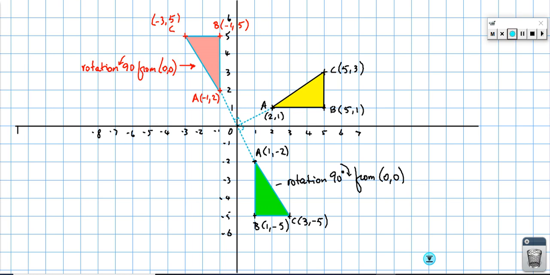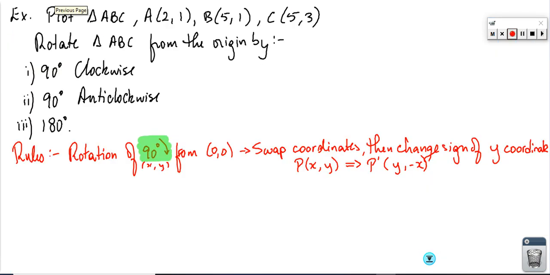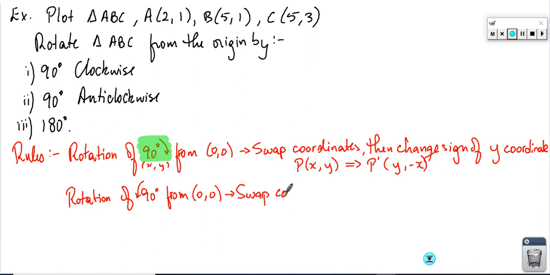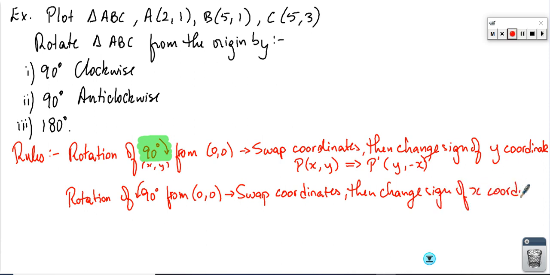So let's write down the rule. The rule is very similar to the other one, but this time instead of changing the sign of the y-coordinate, we're going to change the sign of the x-coordinate. So for a rotation of 90 degrees anti-clockwise from the point (0, 0), I need to swap coordinates, then change the sign of the x-coordinate, meaning the point (x, y) is going to become the point (minus y, x).